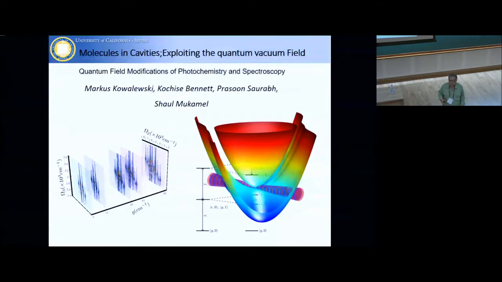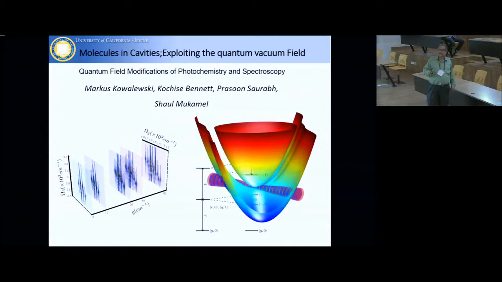But if you have more coordinates, the crossing is not avoided, and you can get conical intersections. It turns out that many of the important photochemical processes in nature occur at conical intersections, because when the two states become close, they mix, you create a coherence, and it allows the transfer of population from one state to the other. So these are very important processes. And the question is, can you manipulate them by putting the molecule in a cavity?